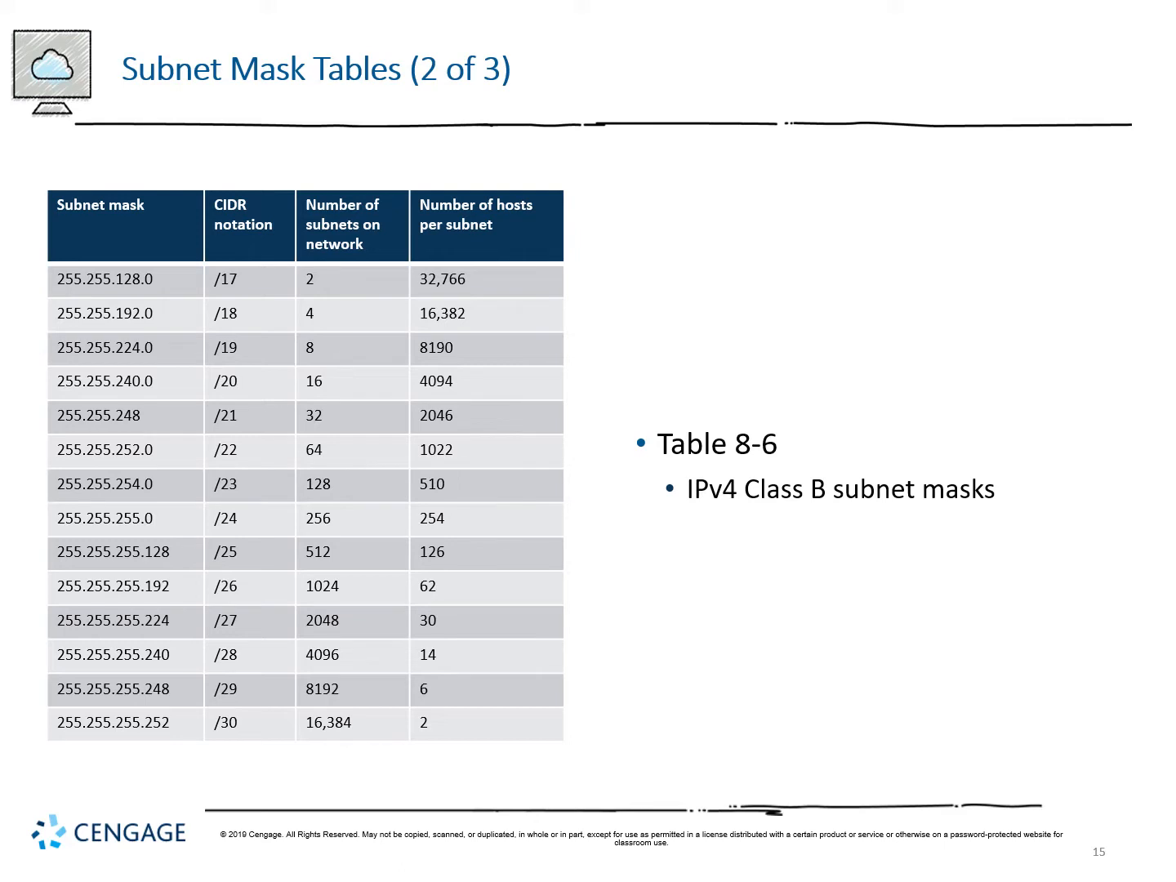34, excuse me, because remember we have to reserve 2 hosts. Now if we get down to /24, which is a Class C division, we see that it's 256 subnets with 254 hosts each. So that does not change.